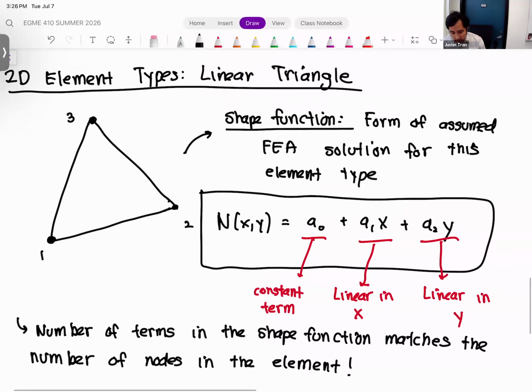So a linear triangle has 3 nodes, and so that means our shape function has 3 terms in it. Each term that we add, we're just adding more complexity to that. So that's not a coincidence, and in fact that's going to be a trend that's going to carry us up until tomorrow's lecture as well into 3D elements.